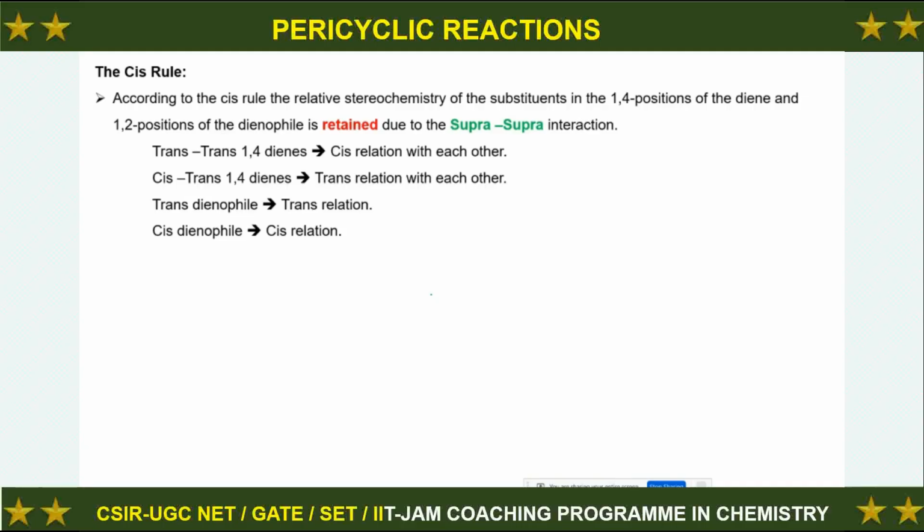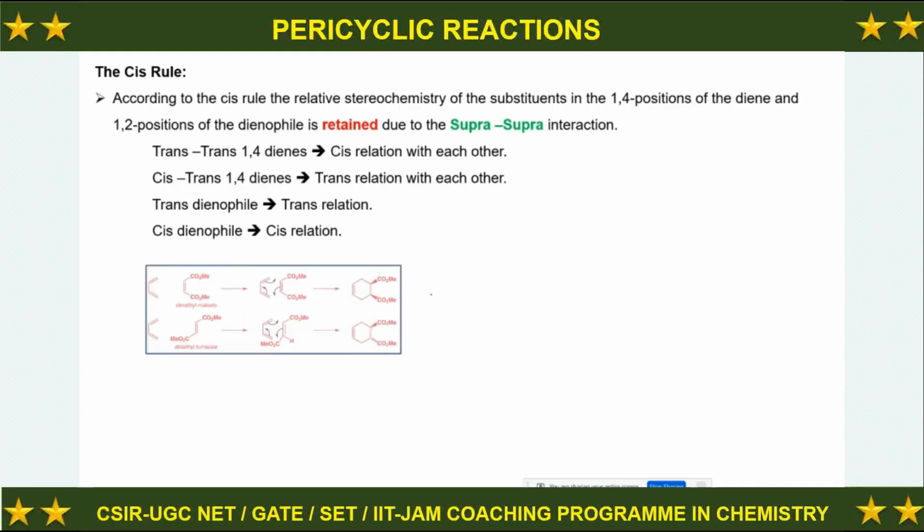So now the first rule is the cis rule. According to the cis rule, the relative stereochemistry of the substituents in the 1,4 position of the diene and the 1,2 position of the dienophile is retained due to the supra-supra interactions. What does retained mean? I will tell you that. The trans and trans 1,4 dienes. We already saw this one.